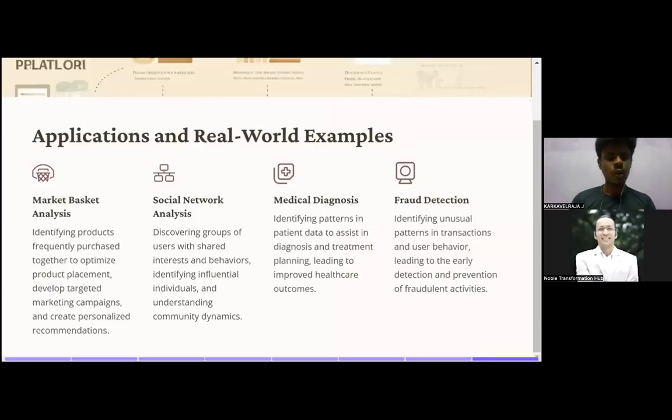What is meant by market basket analysis? Simple. We need to identify the products that are frequently purchased together to optimize product placement, develop targeted marketing campaigns, and create personalized recommendations.